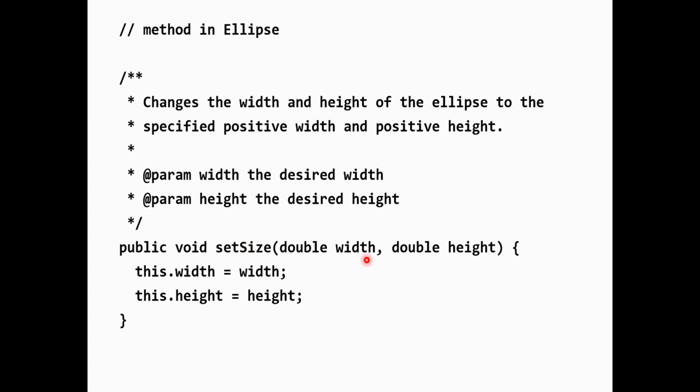Every ellipse has a width and a height, and they're independent. Ellipses have independent widths and heights. So presumably our ellipse class has a field called width and a field called height, and it just sets the width to width and the height to height. We should do some validation here, but that just gets in the way for our purposes right now.